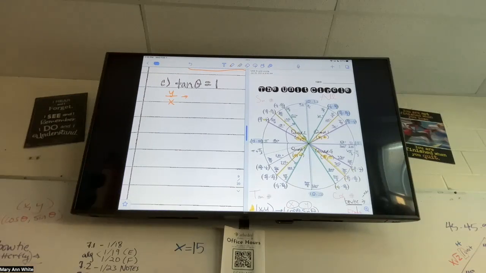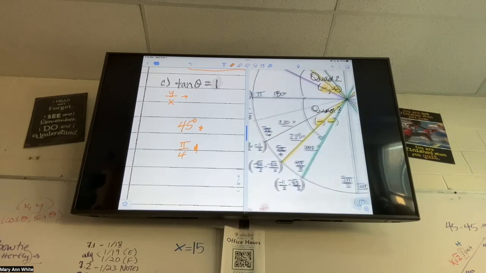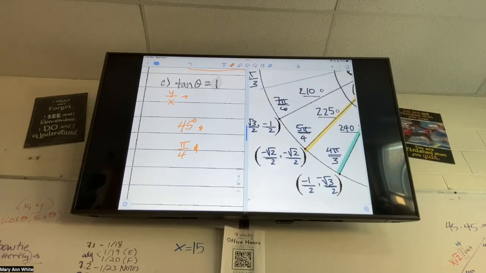So we want 45 degrees essentially. It says it's +1. So 45 is in quadrant 1 where my tangent is positive. So 45 and pi over 4. What other quadrant should I look for the 45-degree angle? 3, right? Down here where they're both negative. So that's going to be 225 and 5 pi over 4.